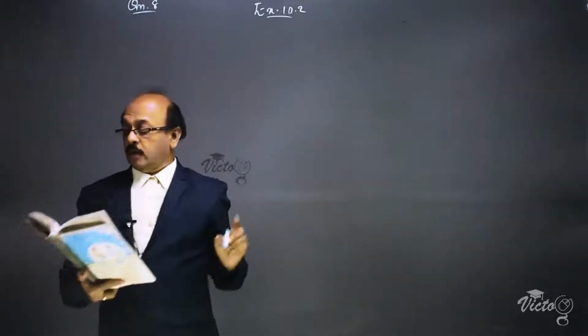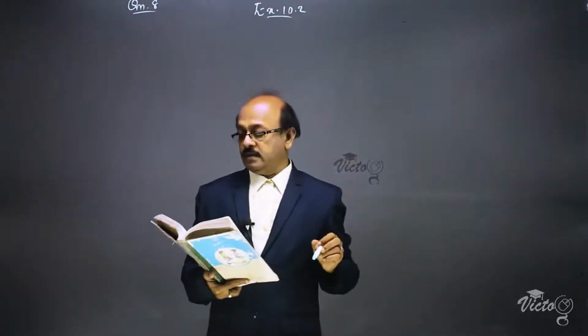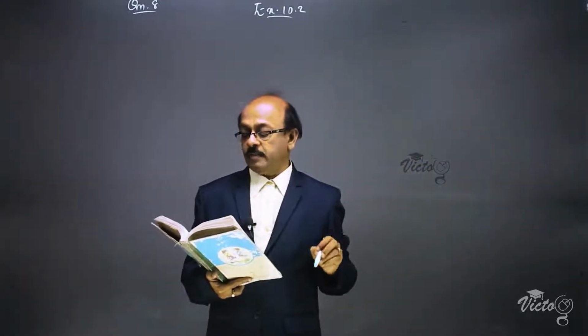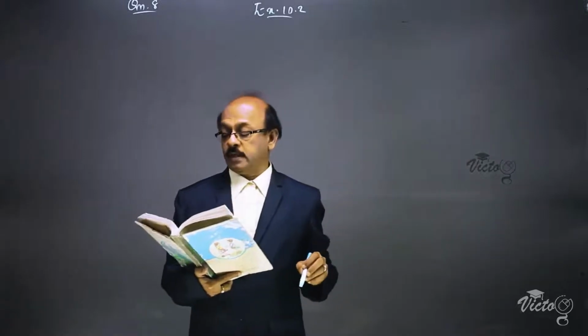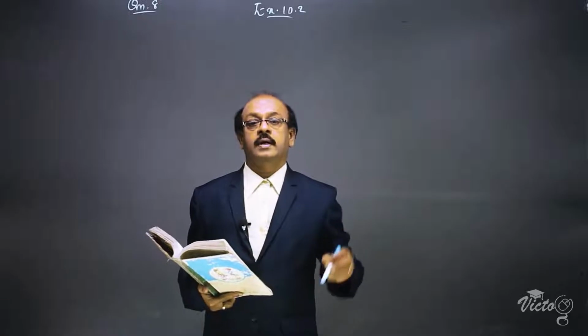Next question is also from exercise 10.2. Exercise 10.2, question number 8. The question is, a quadrilateral ABCD is drawn to circumscribe a circle. Prove that AB plus CD is equal to AD plus BC.